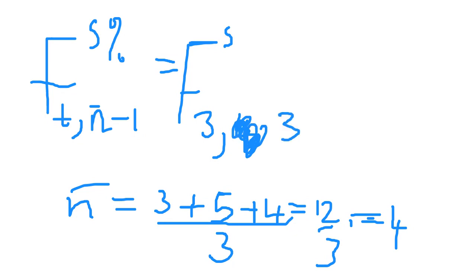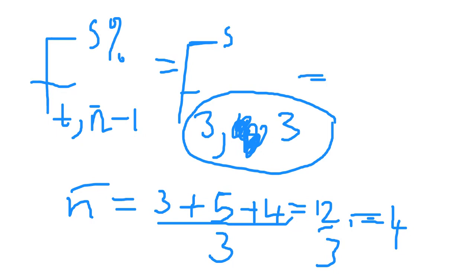Oh, thank you very much. I was getting lost also. You take N minus 1. After finding the average minus 1, you will get 3 and 3. You go to that table and then you make conclusions.